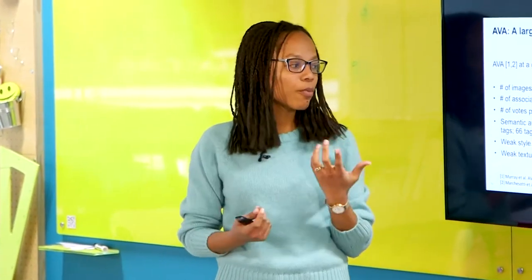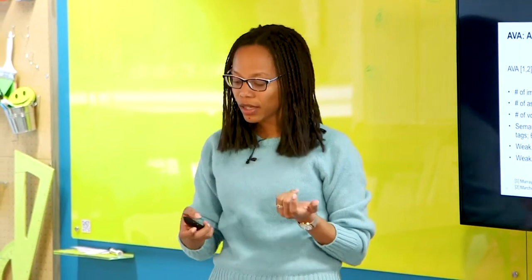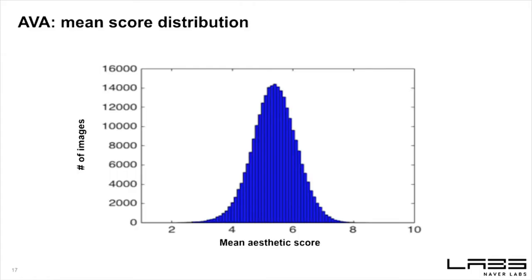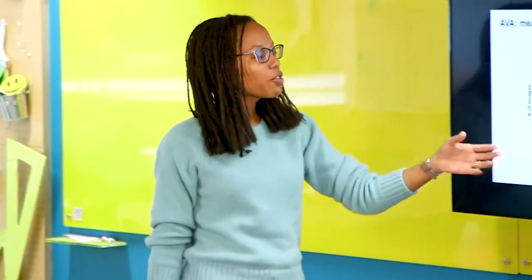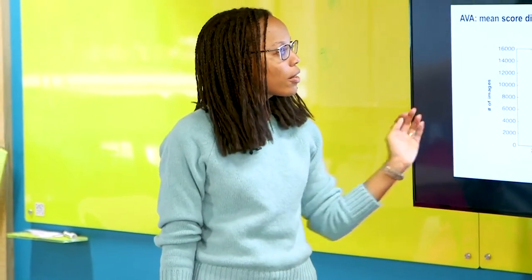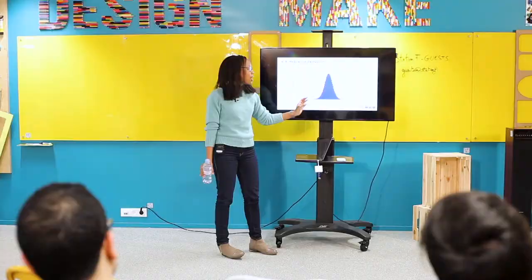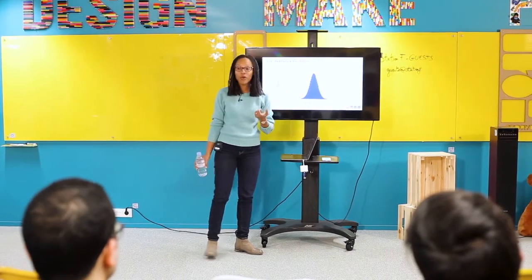So this also allows you to have a lot of information about the content, the style, the quality of the image. So one thing to note about this data set is that it is very biased. And this is a very hard thing to tackle. And when I say bias, I mean that most of the images are what you might call mediocre. So what I'm showing here is, for all the images in the data set in AVA, I calculated the mean score that was given to it.